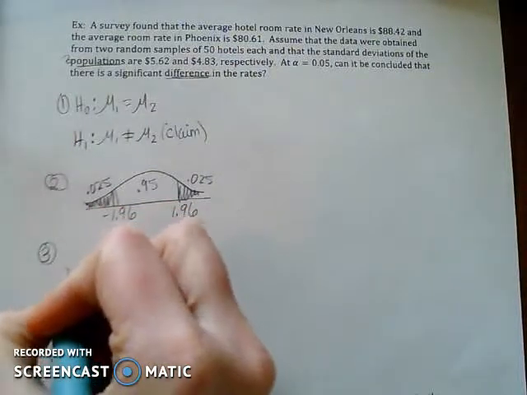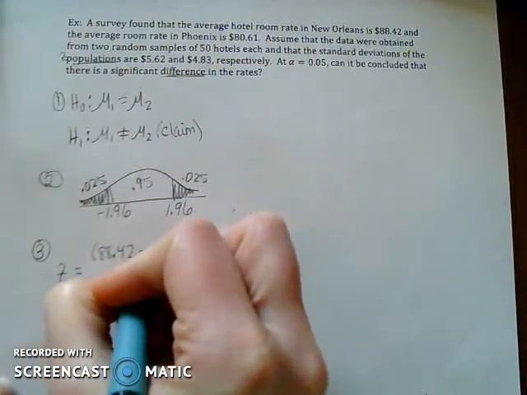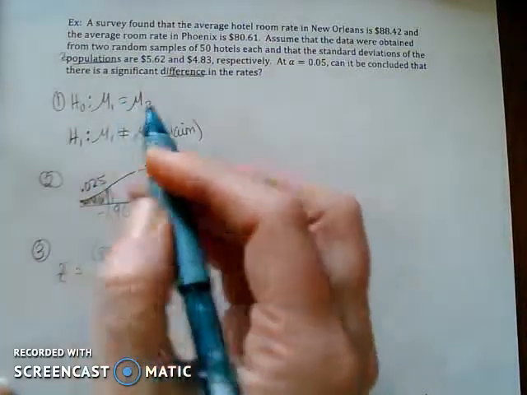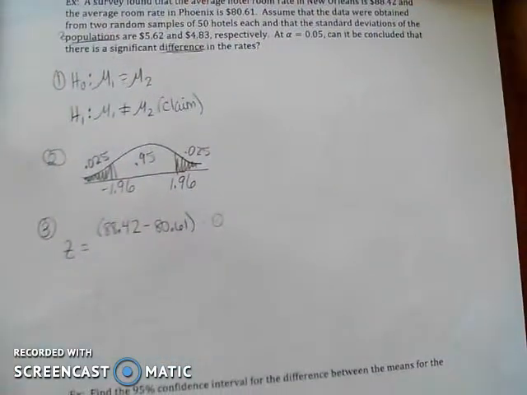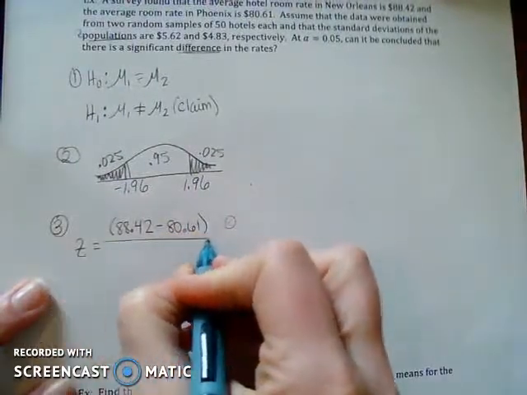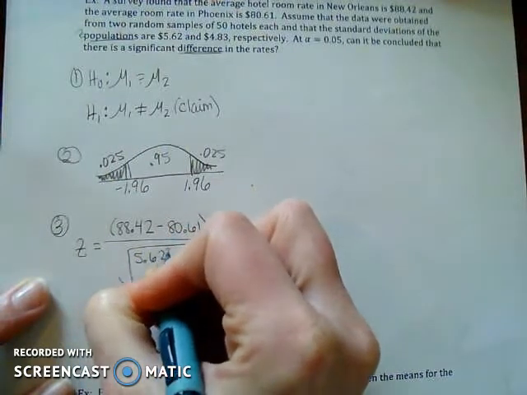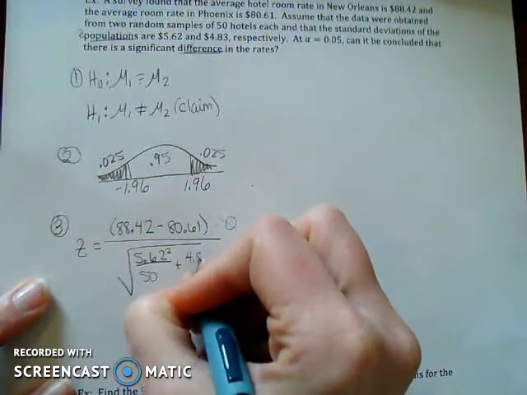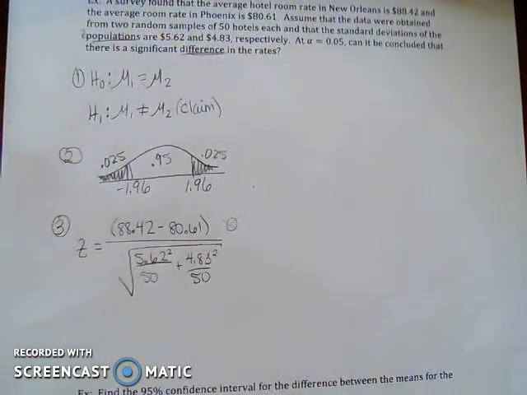Step 3, here's your new z-score. So we have 88.42 minus 80.61. Since this says mu1 equals mu2, again, it's going to be minus 0. You don't even need to write that in. Over a huge square root, 562 squared over 50 plus 483 squared, also over 50. The sample sizes don't have to be the same. This one just worked out to be the same.